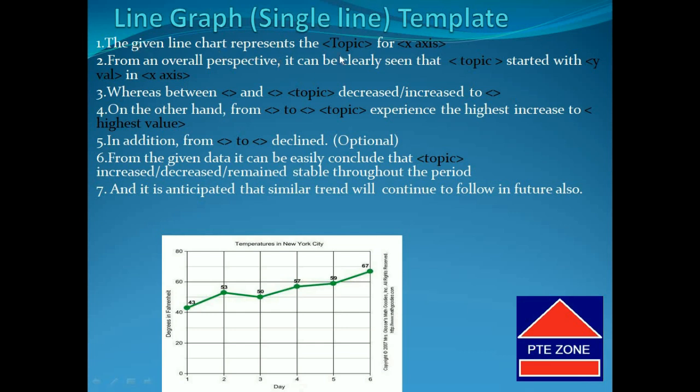The given line chart represents the temperature of New York City for 6 days. From an overall perspective, it can be clearly seen that temperature started with value of 43 degree from first day, whereas between second and third day the temperature decreased to 50. On the other hand, between third and fourth day temperature increased to 57. In addition, between fourth and fifth day temperature remained stable. From the given data, it can be easily concluded that temperature increased throughout the period, and it is anticipated that similar trend will continue to follow in future also. So if you speak in this way, you will definitely get good marks in this type of question.